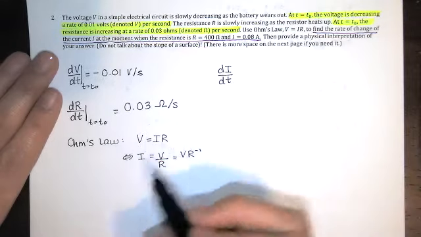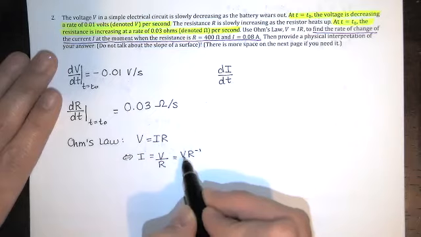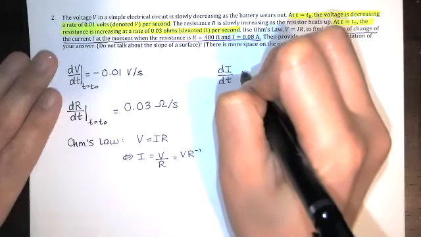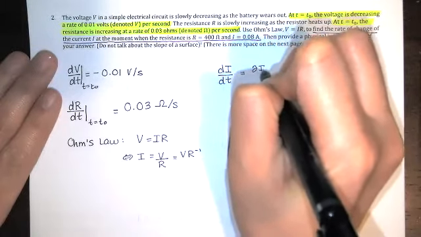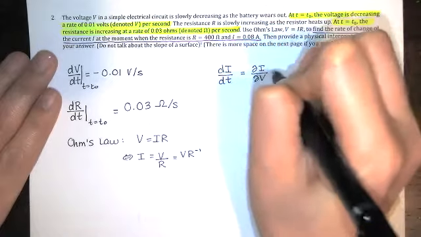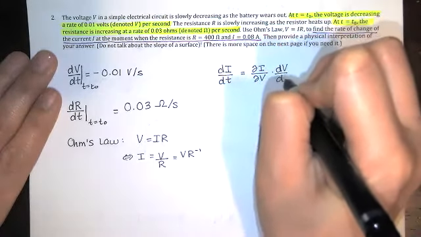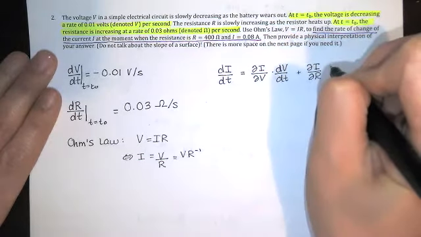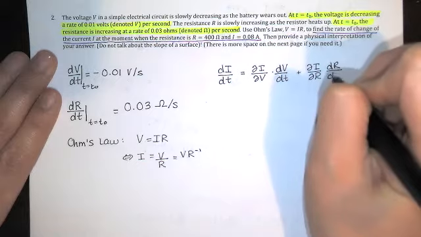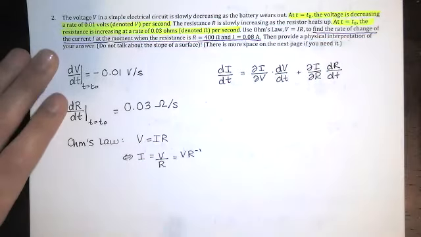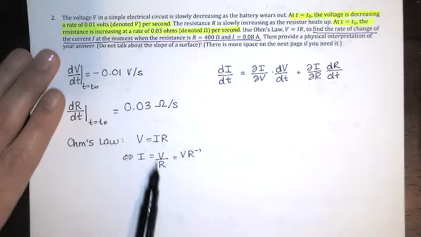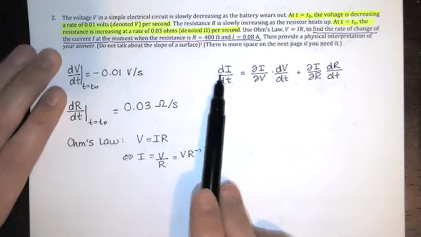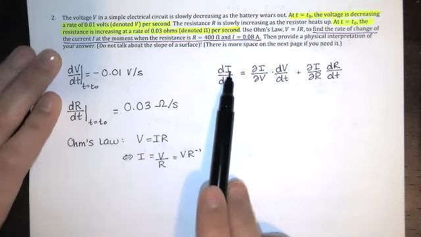Well, according to the chain rule, if I depends on two variables, V and R, the derivative of I with respect to t should be the partial of I with respect to V times dV/dt plus the partial of I with respect to R times dR/dt. And if you're wondering how I got that, well, I know that I depends on two variables, V and R, so my chain rule is going to have two terms.